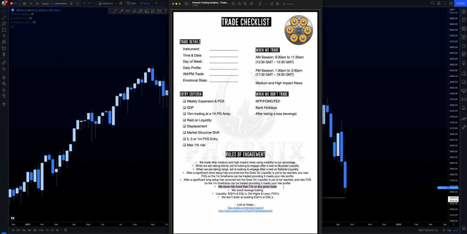We never risk more than 1% on any given trade. We avoid revenge trading. And the liquidity I'm referring to, the draw on liquidity as well as the raid on liquidity here, is equal highs and lows, old highs and lows, and fair value gaps. And then also a little bonus: we don't enter at existing equal highs or equal lows unless we are entering the market with confidence after a 3 drives pattern and there is SMT divergence across the different indexes, which I'm not going to cover in this video.